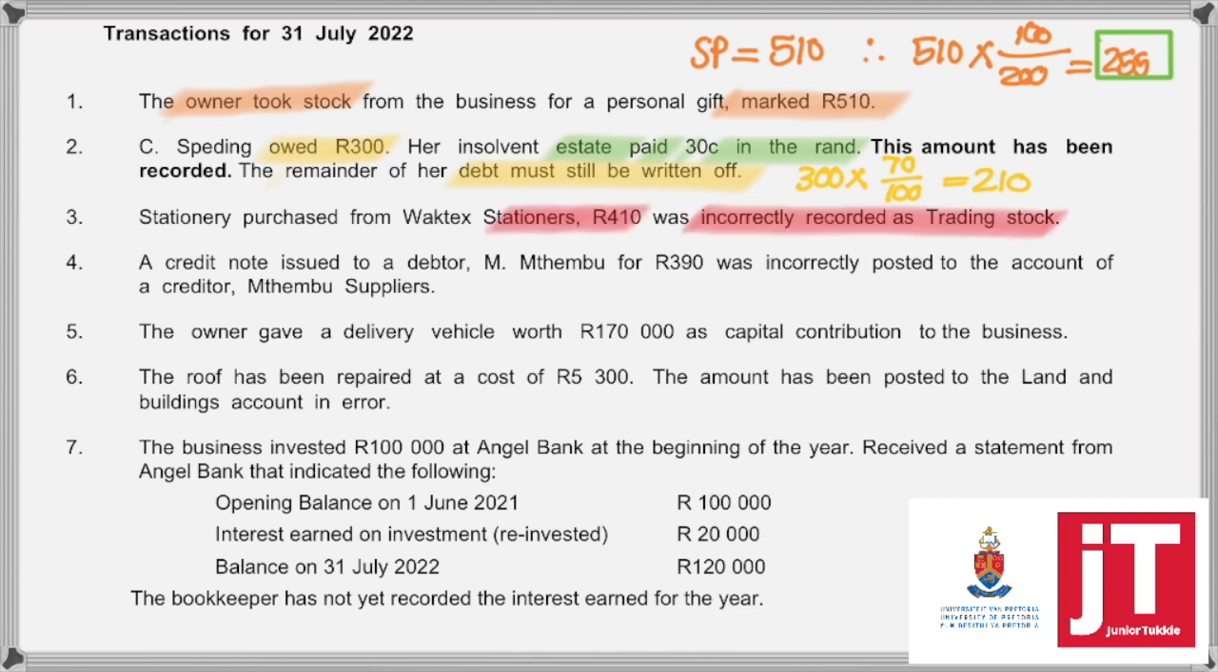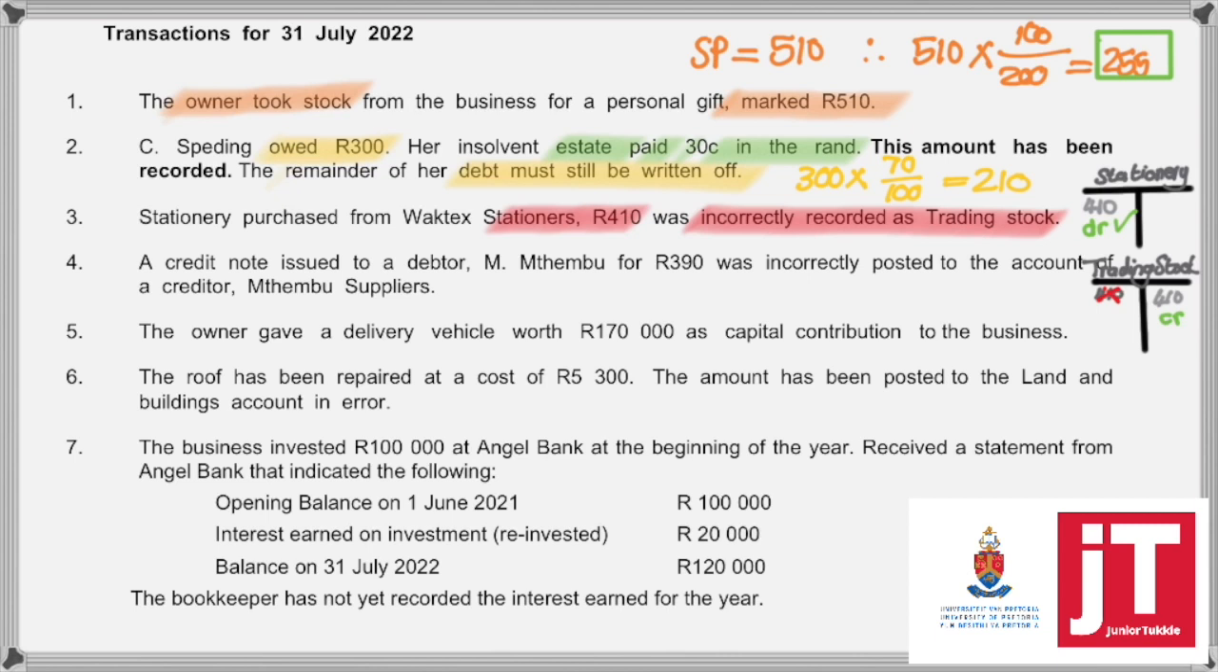Then we have stationery was purchased but was incorrectly recorded as trading stock. So then remember, the moment we have an incorrect posting, draw your little T accounts. So we have stationery and trading stock. Stationery was incorrectly debited because we recorded it as stock instead of stationery. So how do we correct it? You do the opposite. Credit trading stock 410 Rand and debit stationery 410 Rand.